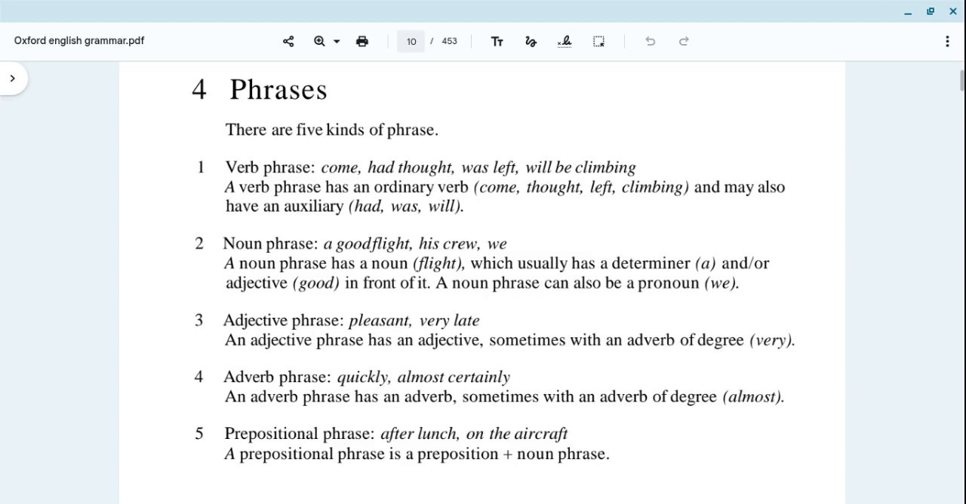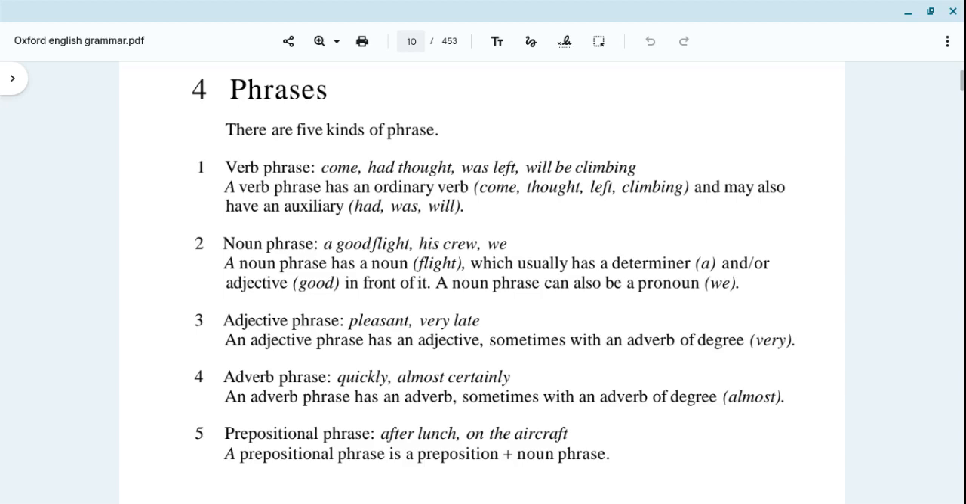Number 2, noun phrase: a good flight, keys, screw, we. A noun phrase has a noun, flight, which usually has a determiner (a, an) or adjective (good) in front of it. A noun phrase can also be a pronoun, we.